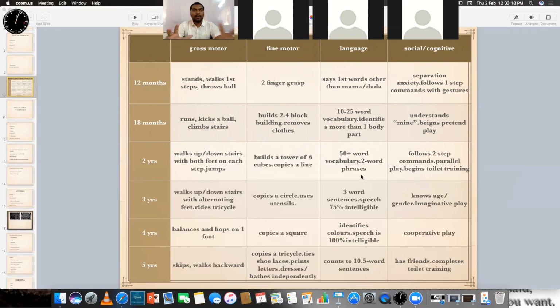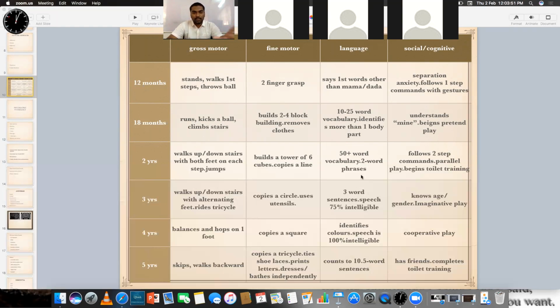And he begins to play parallel play. If 2 children around 2 years of age are together, there's no connection between them. They don't bond with each other, but they'll play in the same area, each with their own toys. They won't collaborate with the other child. That is parallel play. And toilet training usually begins around 2 years of age, and they usually get trained by 3 years, to the maximum by 5 years.